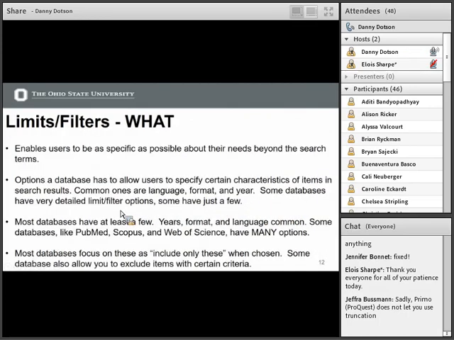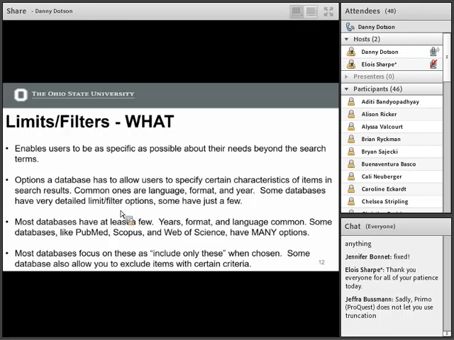Limits and filters in databases. Usually the way I frame it is the limits are the things that are before, filters are usually after a search. Sometimes different databases use different languages. I try to get across to students that seem to want to scroll through results and try to manually weed things out, like this one's not in English, this one's too old. Do that beforehand or do that after your search, whichever is more convenient, and be more specific.